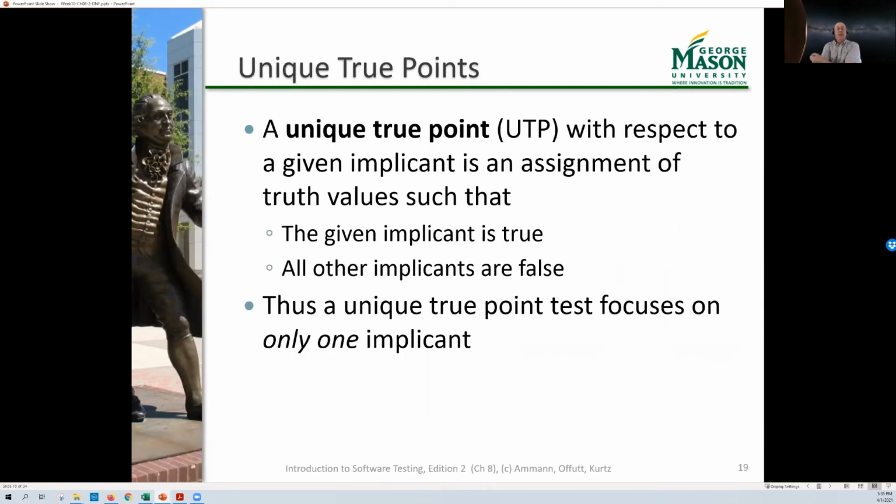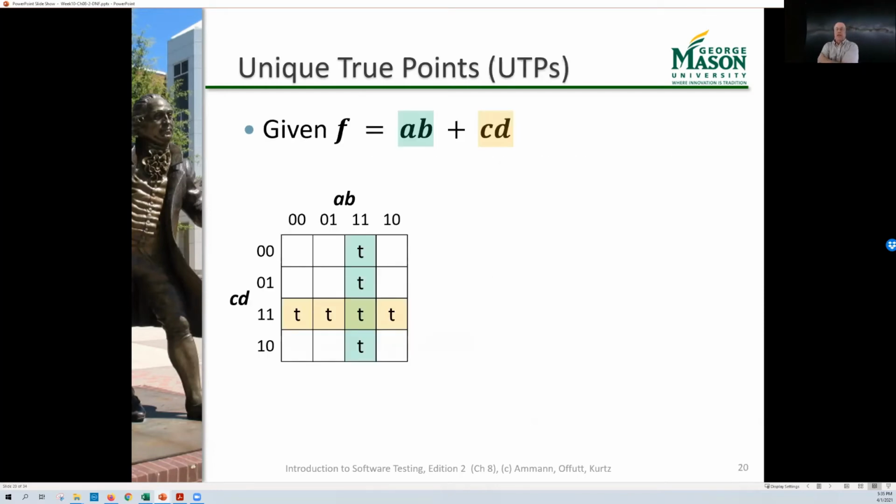So true points and false points, not really all that interesting, but it sets us up for something that is interesting, and that's unique true points. So a unique true point, or a UTP, with respect to some particular implicant, is a set of truth values such that the given implicant is true, and all other implicants are false, meaning that this implicant and only this implicant is the one that caused a unique true point to be true. And so that unique true point focuses any testing on a particular implicant. So let's take a look at that again. We're going to go back to our AB or CD example.